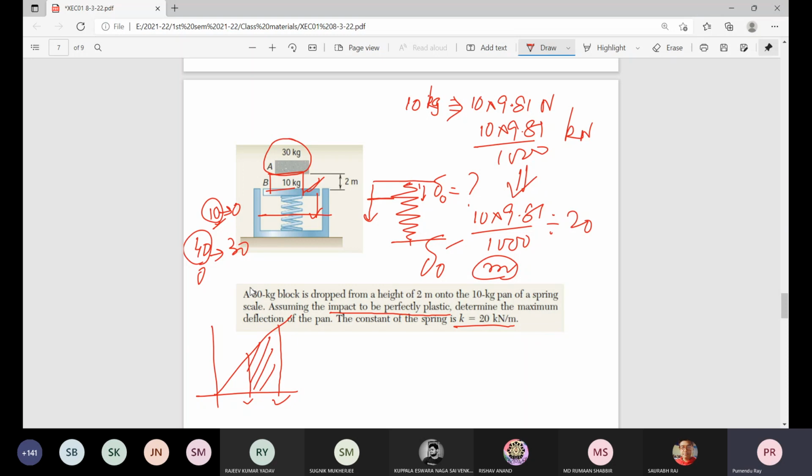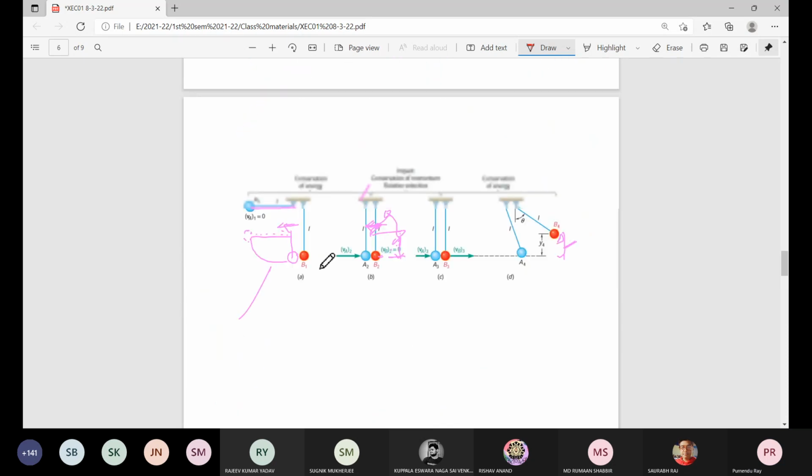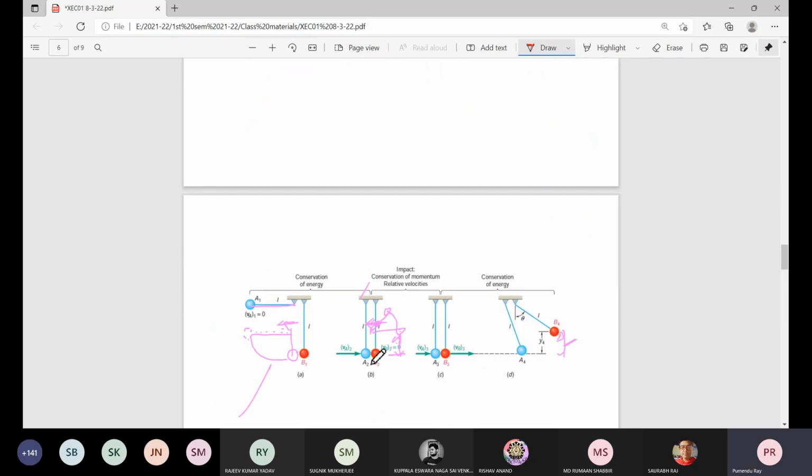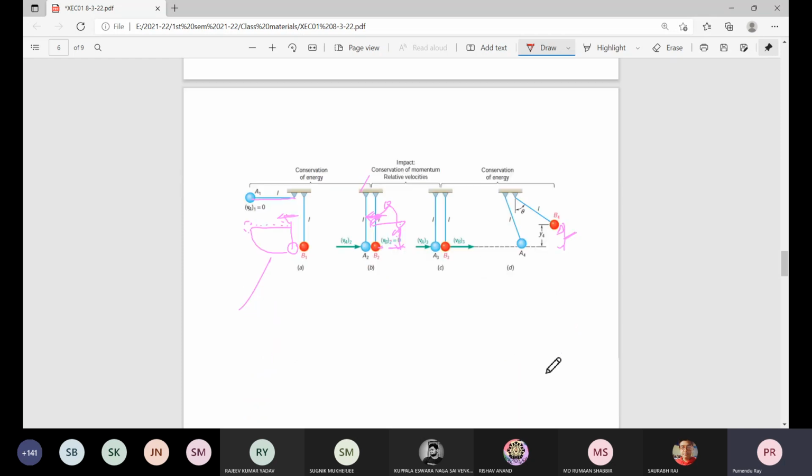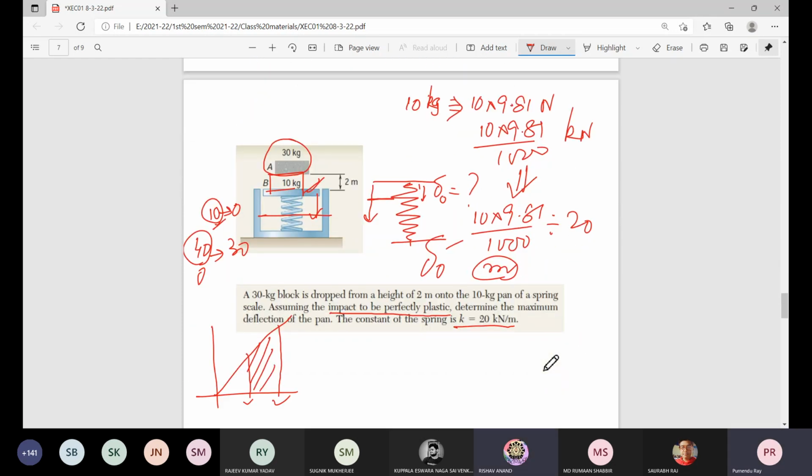The remaining part is exactly similar to whatever you have done earlier, and we can combine that like the previous problem: the conservation of energy part, then the impact part, then again conservation of energy. And the maximum deflection will be more, because the maximum extended deflection will be more.